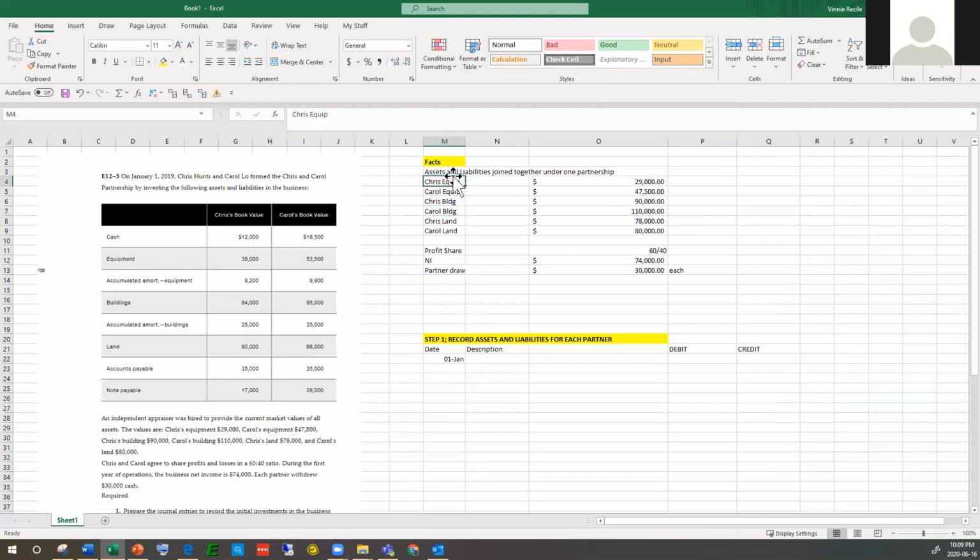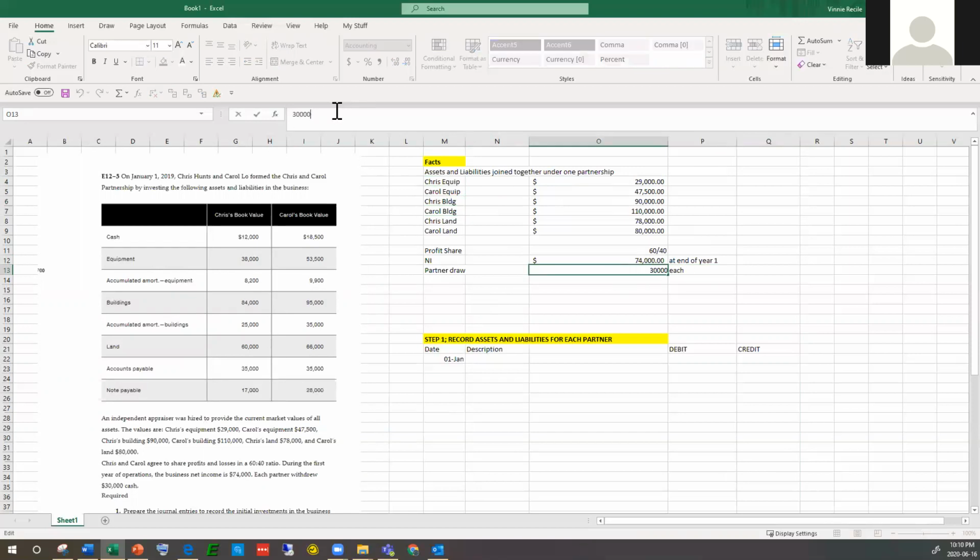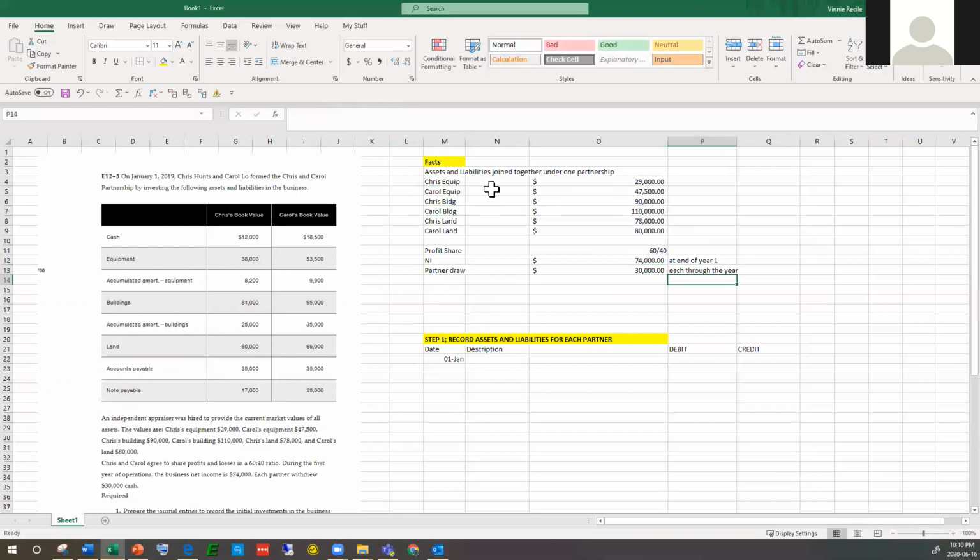So we see here we've got some assets and liabilities based upon the information provided, and I've just listed out Chris's equipment, Carol's equipment, Chris's building, Carol's building, land, profit share of 60-40, net income of $74,000 at the end of year one, and then the partners withdrew $30,000 each through the year. So these are initial transactions or initial occurrences. The net income and the partner draw are at the end of the year. So let's take a look.